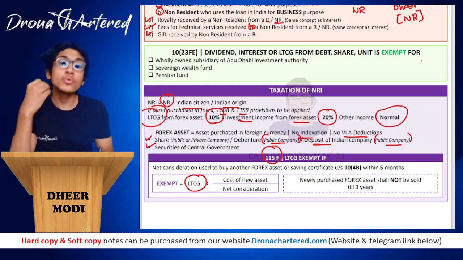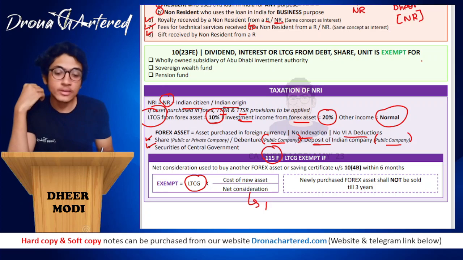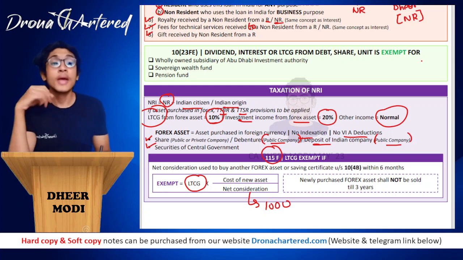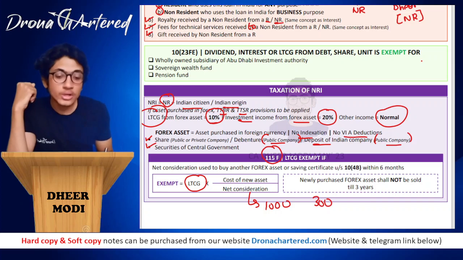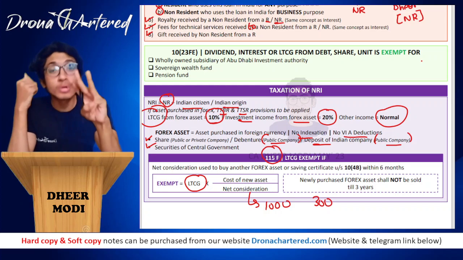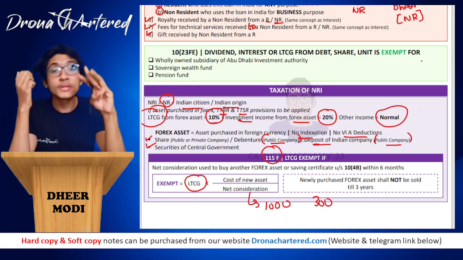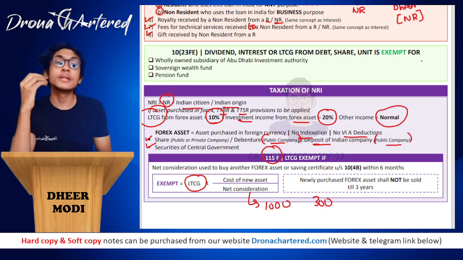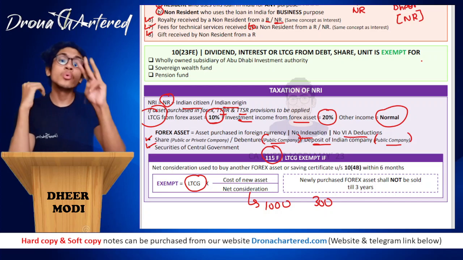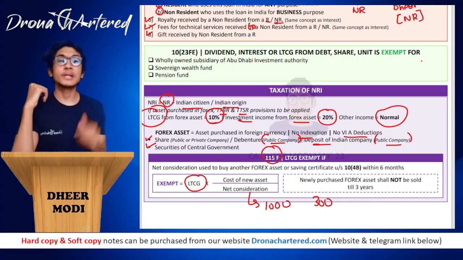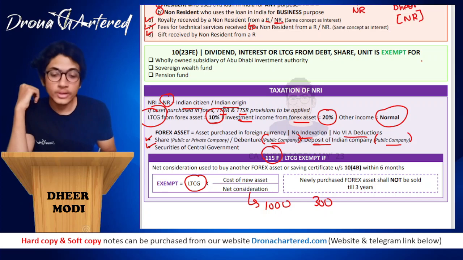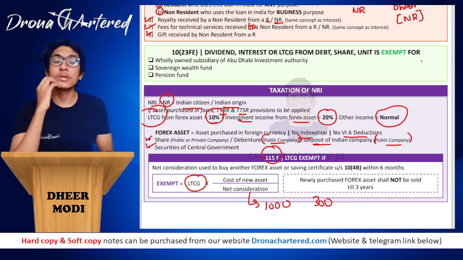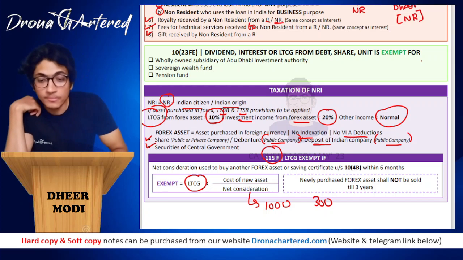Basically, they are showing a proportion. If you sold an asset, say for example for 1000 rupees, and the new asset you purchased only for rupees 300, that means you used only 30% of your net consideration. So since you used only 30% of your net consideration, we will also give you only 30% exemption of your LTCG that was payable. So LTCG into 30% will be what is exempt. Okay.